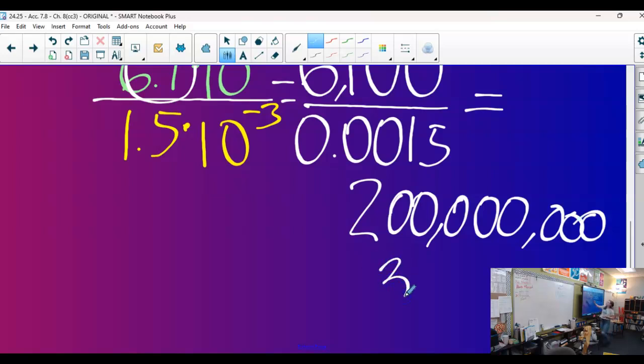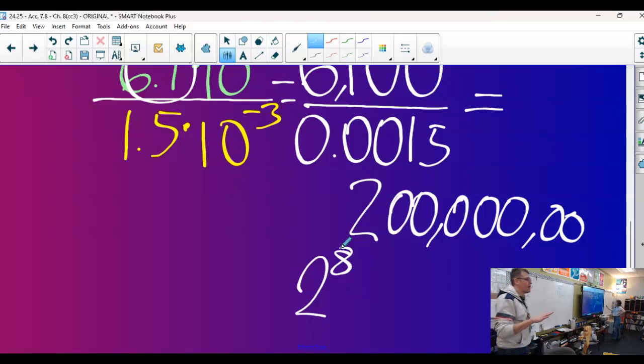200 to the 8th power. 2 to the 8th? No, it would be 2 to the 7th power. Yes, because there's 8 zeros. It would be to the 8th because there are 8 zeros. Wait, there aren't, there's 7. 8. Wait. No, there should be 8. You're right. The trap door, sorry.